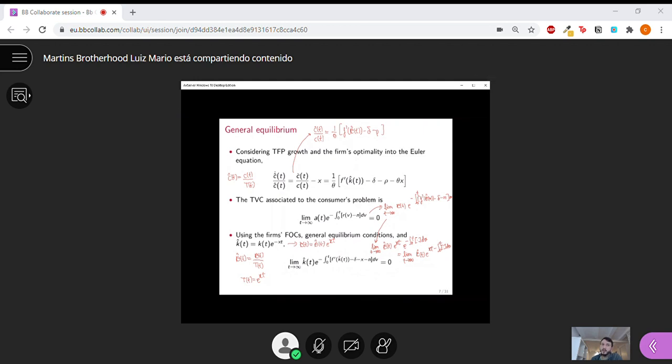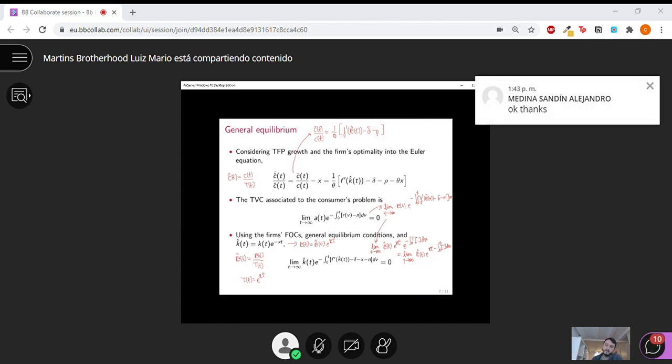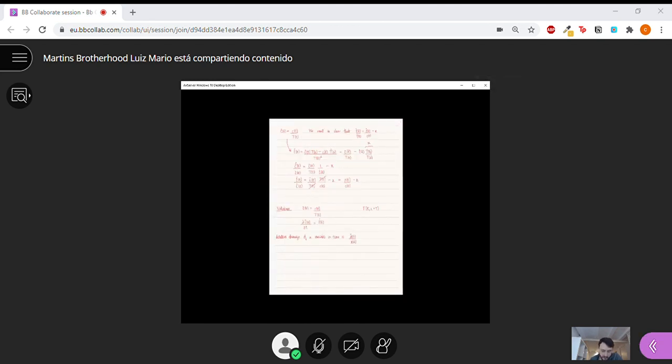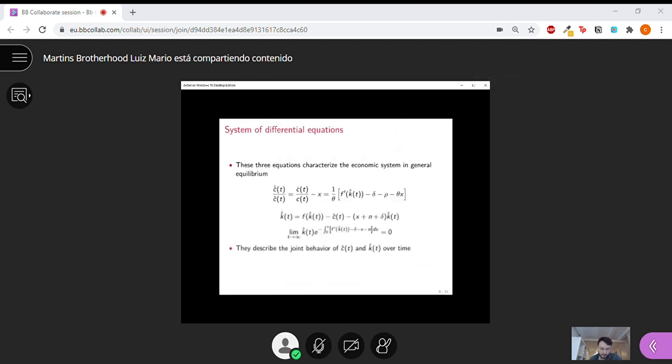Alejandro, we want to write all the equations in terms of k hat. So we want to describe the economic system in terms of per capita variables in effective terms. So this is just a bunch of algebra to get to this. And that's done. Okay, so finally we are done.